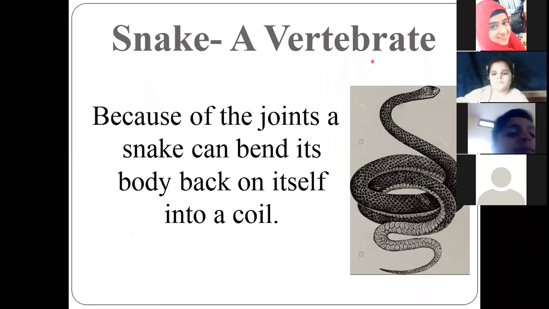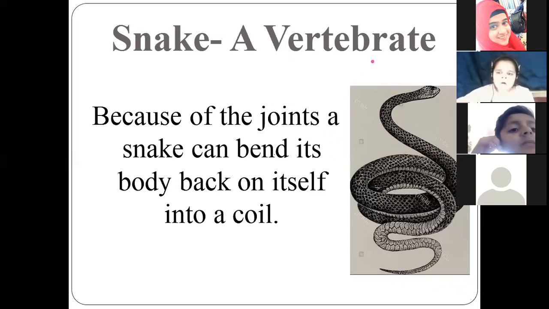Snake, a vertebrate. Because of the joints, a snake can bend its body back on itself into a coil. Because of so many joints, you know, okay, it is having a vertebral column. All right, it is having a vertebral column. It is having a lot of vertebrae. Okay, small bones joined together. We have already discussed about it. कि vertebral column में vertebrae बहुत सारी होती हैं जिसको join करते हैं तो फिर जाके एक vertebral column बनती है. All right.